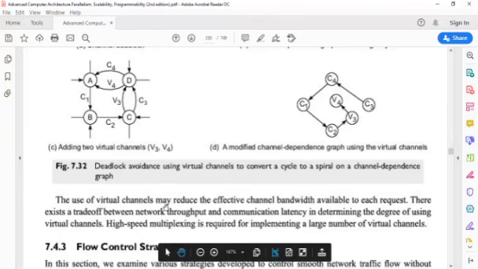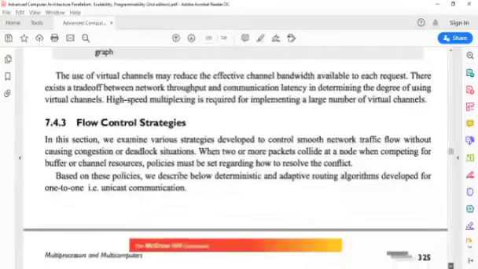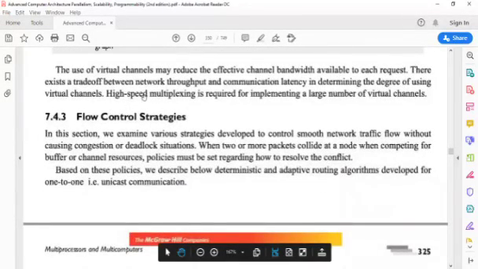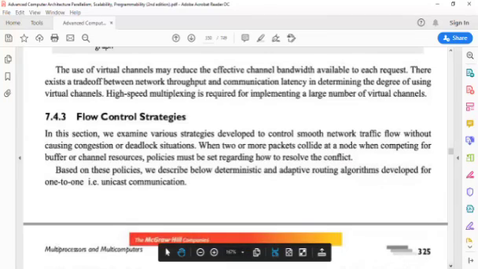So what is the cost of using virtual channels? We reduce the effective channel bandwidth for each request, and there is a trade-off between network throughput and communication latency when we use virtual channels. And when we use high-speed multiplexing, we need a large number of virtual channels to implement the high-speed multiplexing concept.